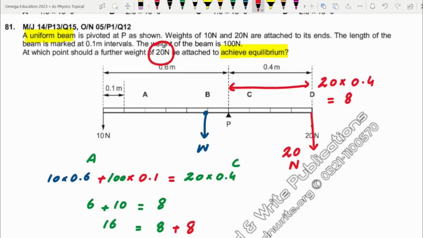This is the only possible way in which you can have the clockwise moment equal to the anti-clockwise moment. So you need to add the extra force at the point D. Only then does the clockwise moment also become 16 Newton meter. Otherwise, your anti-clockwise moment is always going to be greater than the clockwise moment, and your system can never be in equilibrium. Hence, the total clockwise moment of force becomes 8 plus 8, which is 16.